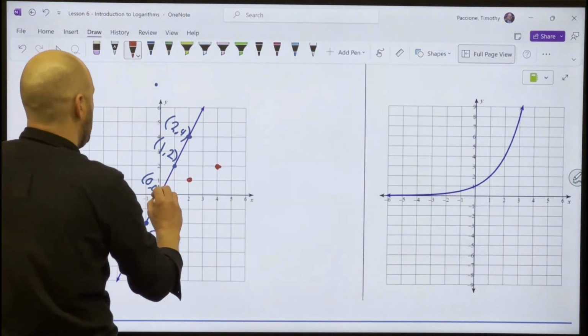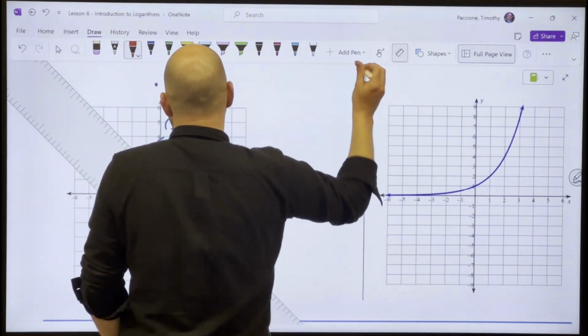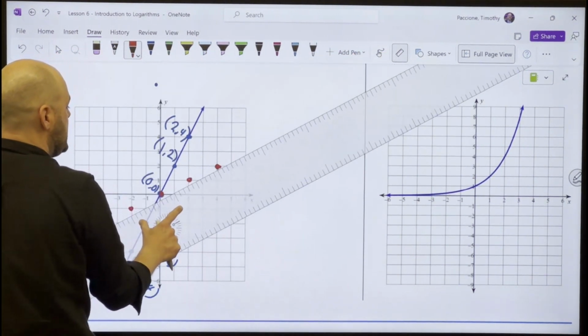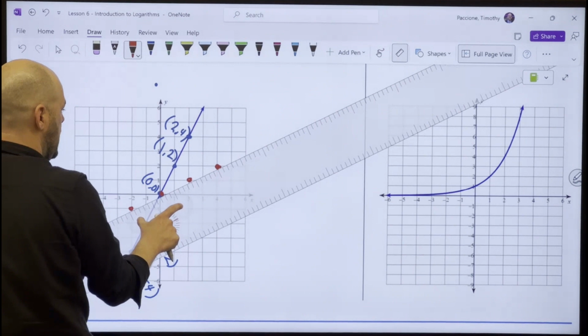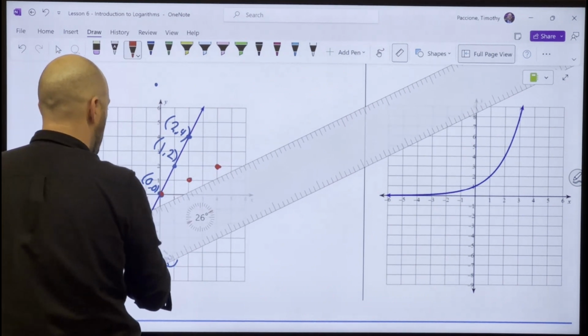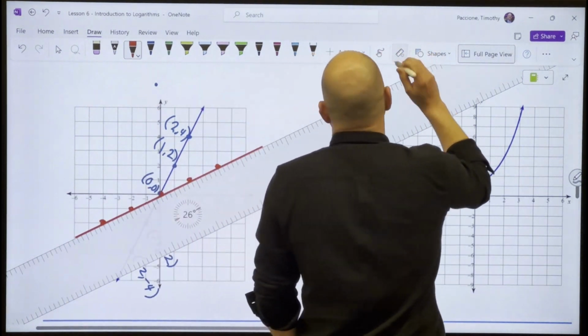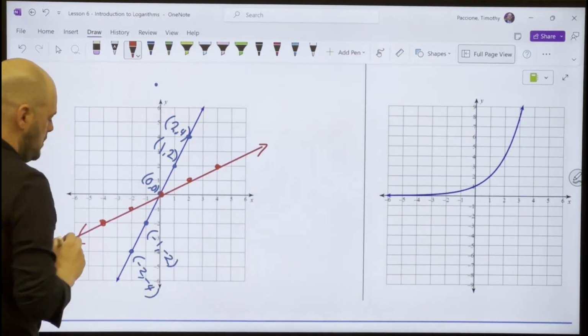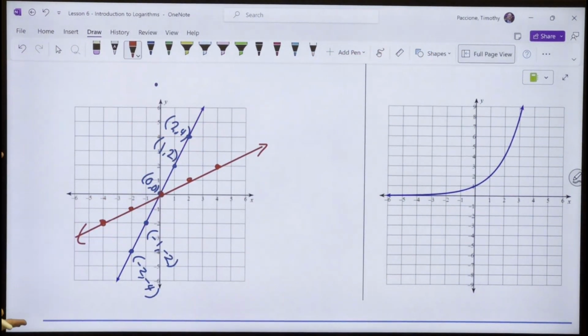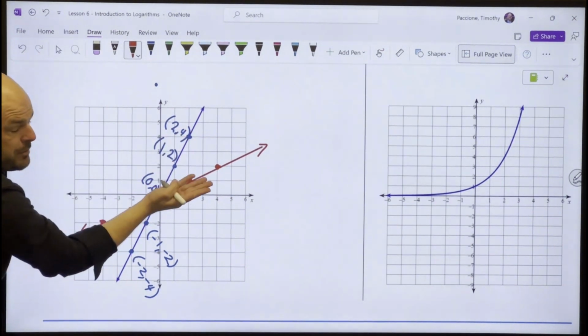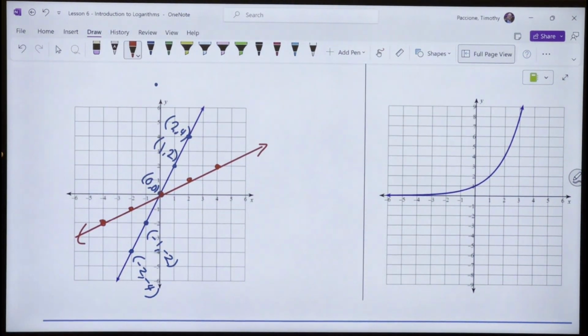What do all these points form? Another line, right? And this is the opposite of the first line, okay? And what you will find is that inverse functions always reflect over the diagonal, the y equals x line. They always flip over that. You don't need to remember all this. This is just a little crash course in inverses.